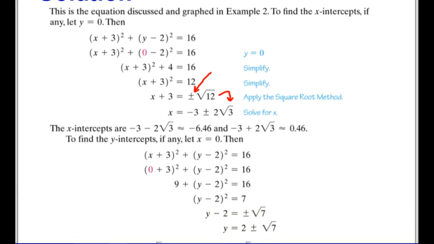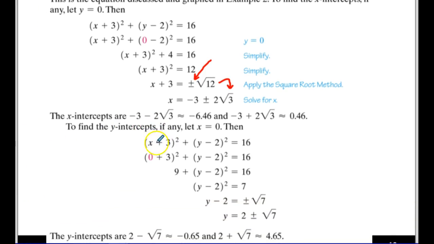So now to find the y-intercepts, if I have any, I turn x into 0, right? So once my x becomes 0, I can go through it and solve it the exact same way I just did. So I end up with 3 squared, y minus 2 squared stays the same. So I'll subtract my 9 from both sides and end up with y minus 2 squared equals 7.